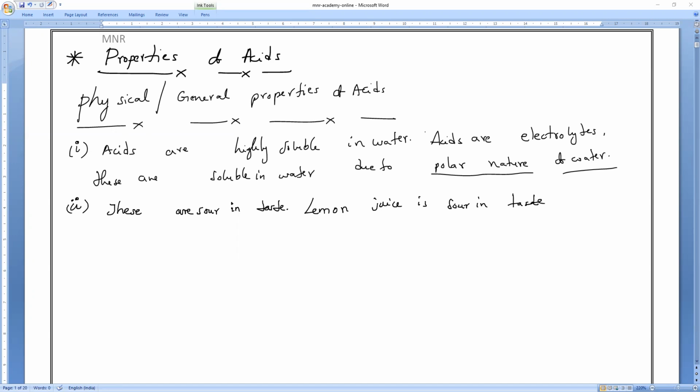Even yesterday, I have taught you. Mr. Johan, what is the acid present in the lemon? It is organic acid.